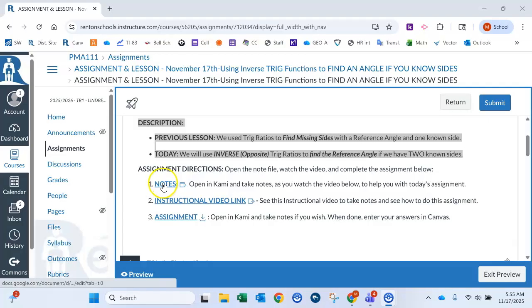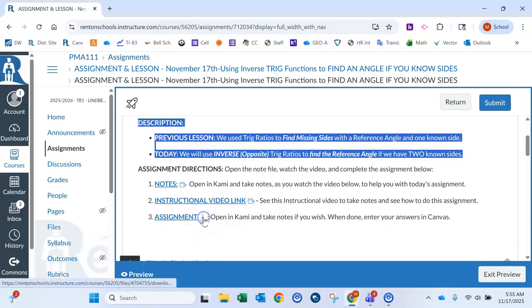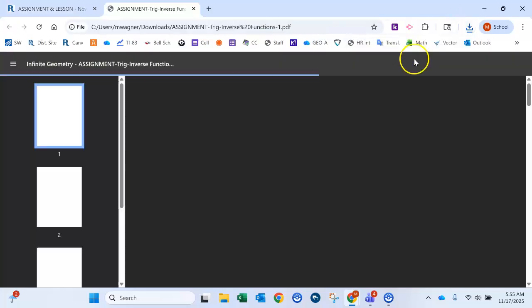Okay, first of all, here are the notes. Make sure you open this and take notes as you watch this video. So go ahead and open this first, and then you're watching the video. And then also, here's the assignment. After you get done and finish, you can open the assignment. I'm going to show you the assignment to see what you'll see as you do this assignment.